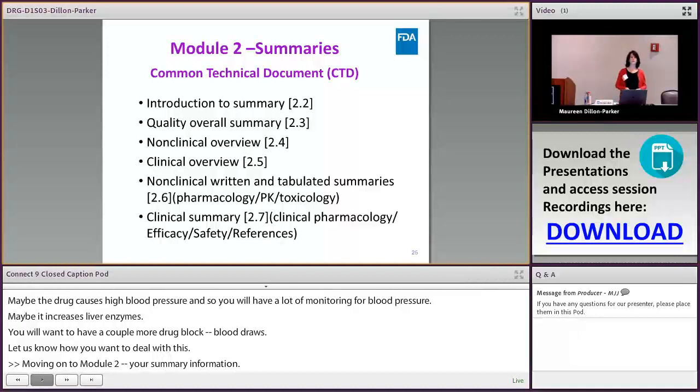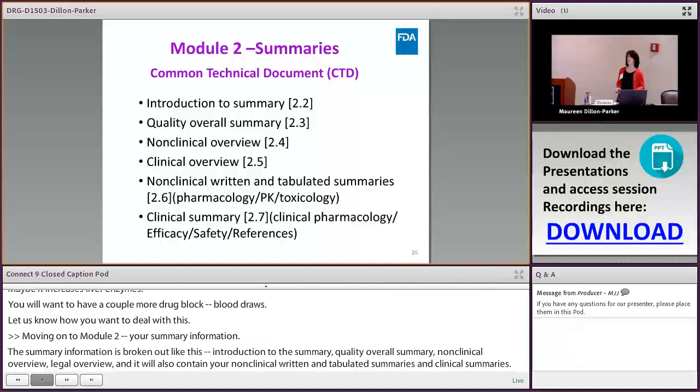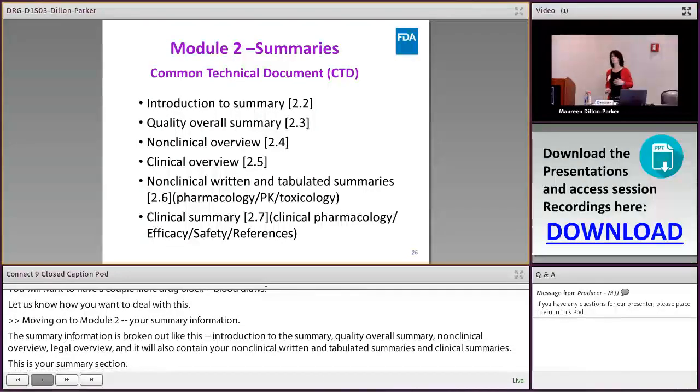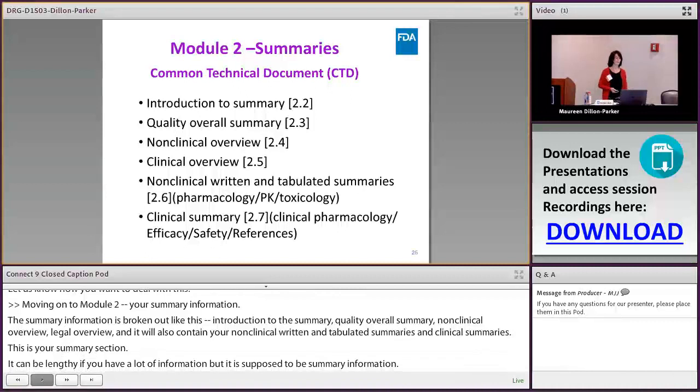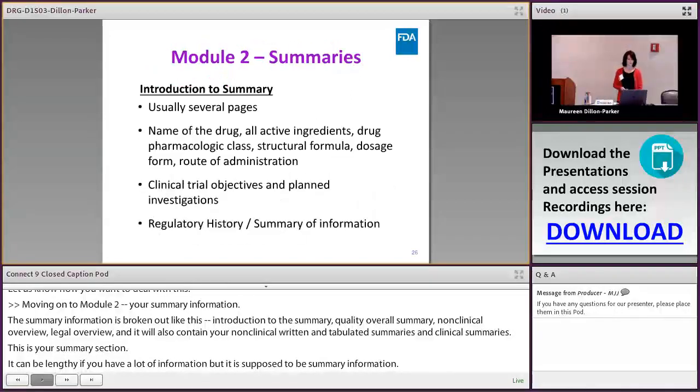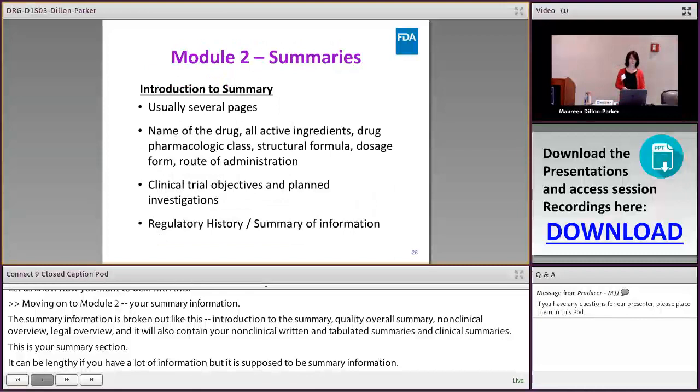So it can be quite lengthy if you have a lot of information, but again, it's supposed to be summary information. And then what you'll see is in your quality and your non-clinical and your clinical, which make up modules 3, 4, and 5, that's where the brunt of the information is going to be. So again, your introductory summary, we've talked a little bit about this.